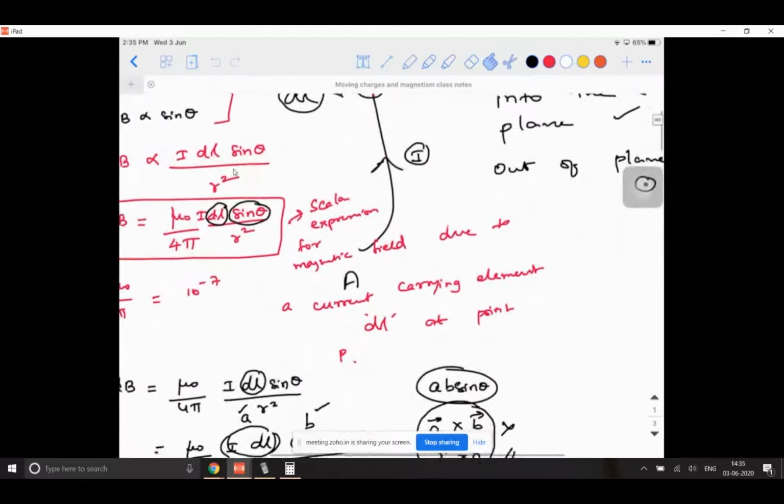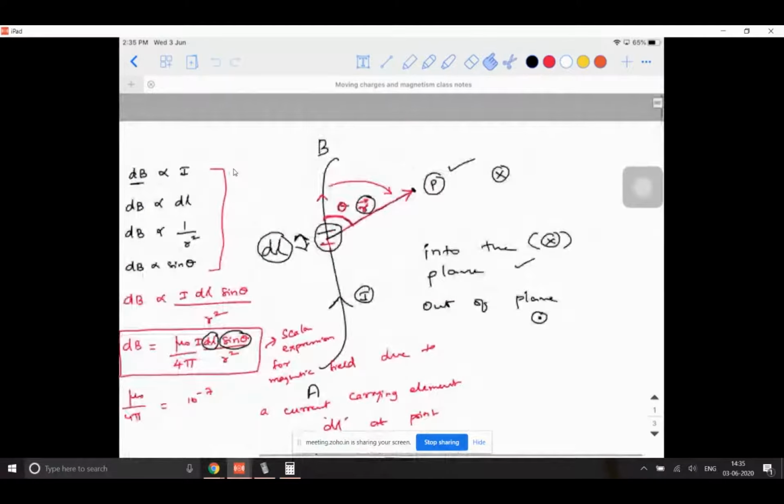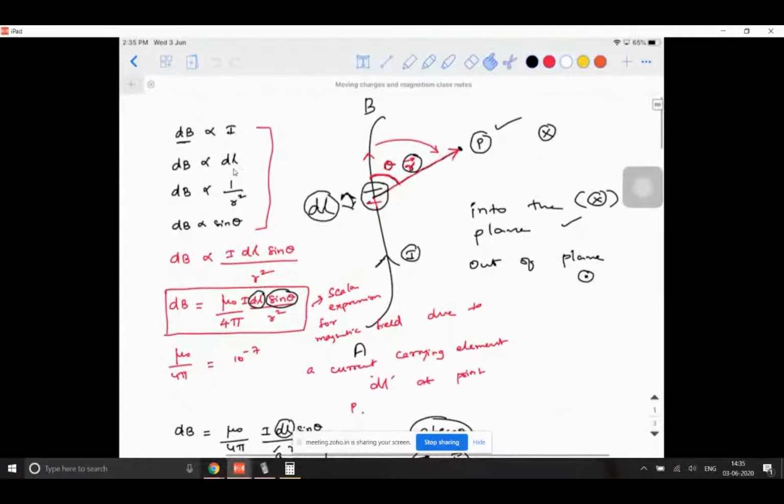So we'll start. In the last class, we discussed a concept named Biot-Savart law, right? So what does Biot-Savart law state? It is mainly used to find the magnetic field due to a small current carrying element at some point P, right? So how is the formula defined?